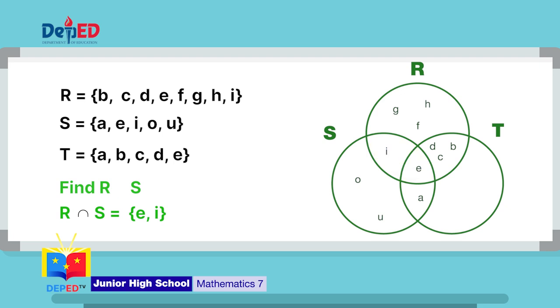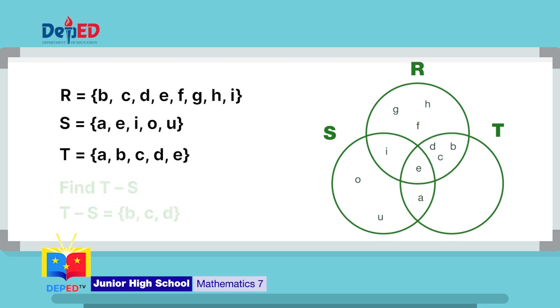This time, let us find the set difference of set T and set S. This region, shaded with color green, represents T minus S. Therefore, the final answer to T minus S is the set which contains B, C, and D.